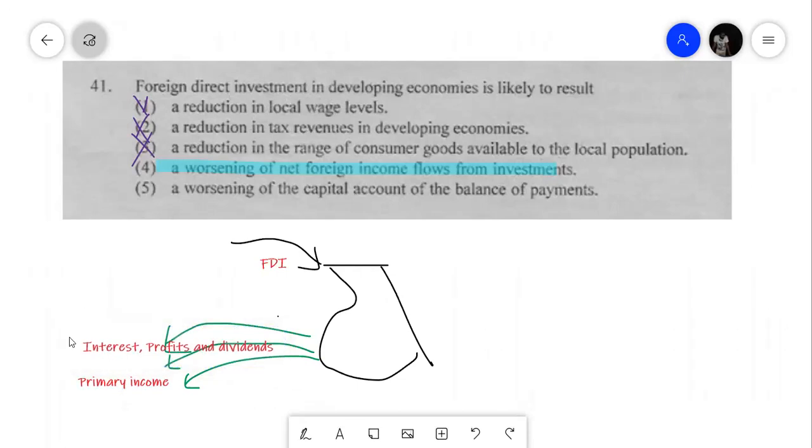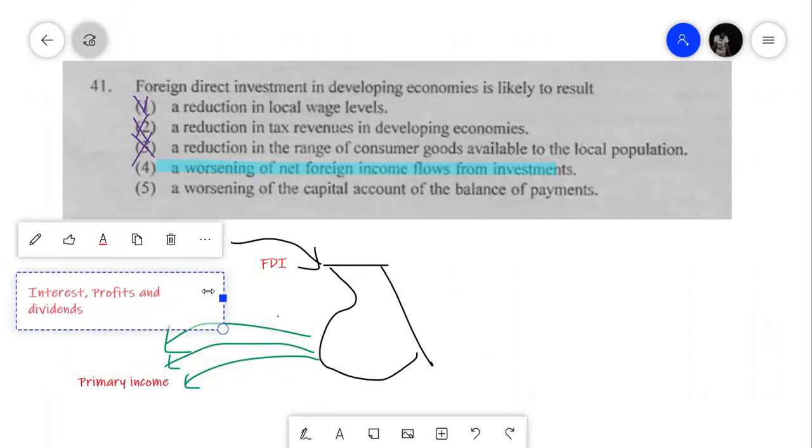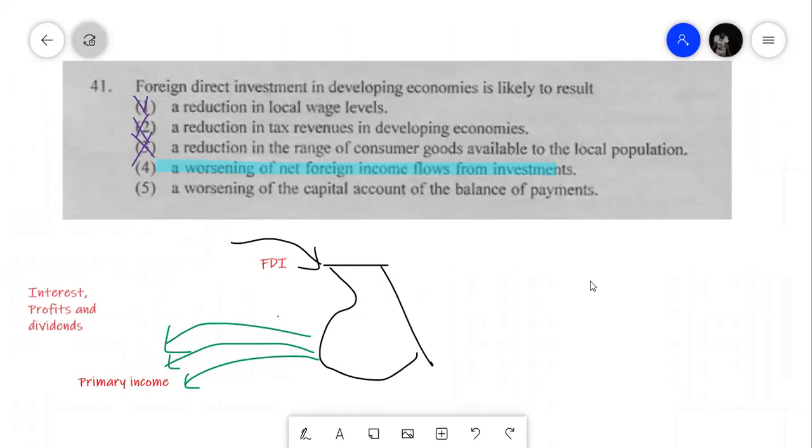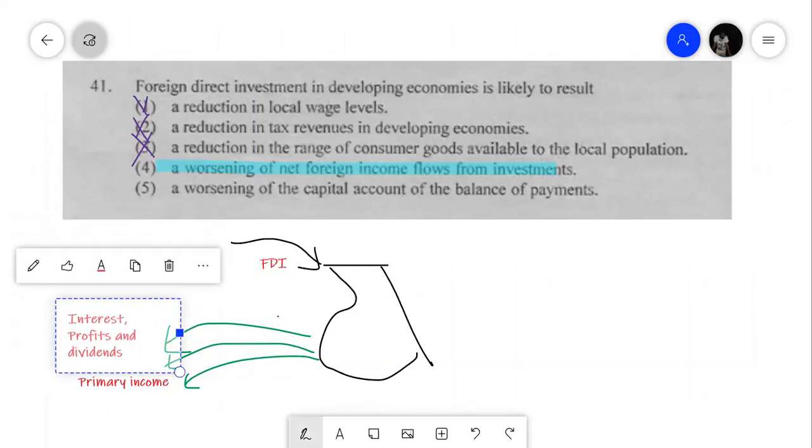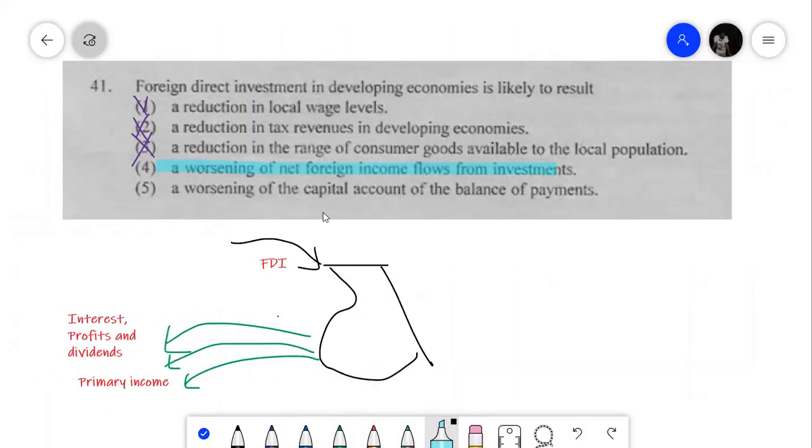Is that clear? When foreign direct investments come in, that is why you say there is a worsening of the net foreign income flow. That's what happens. That is why that is the answer.